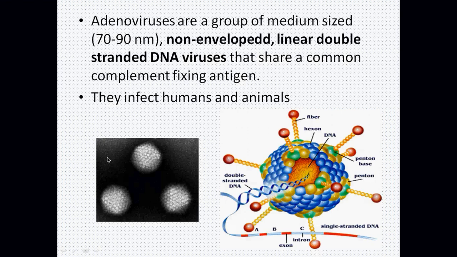Along with that, in morphology, on the right side we can see a typical morphology of an adenovirus. It has a capsid, non-enveloped, containing a nucleic core which holds the double-stranded linear DNA. In the capsid we have hexons and penton bases, which we are going to see in detail in the next slide.